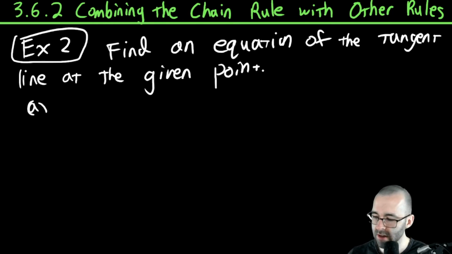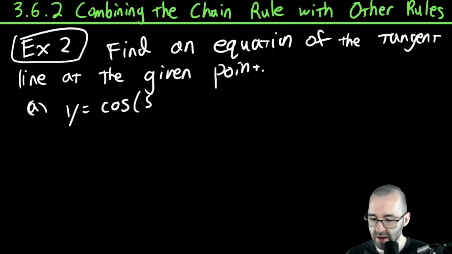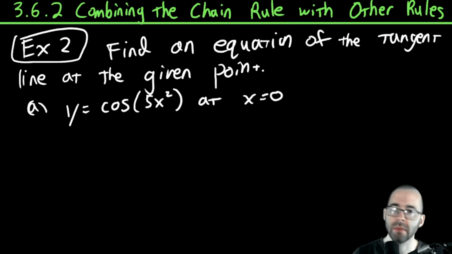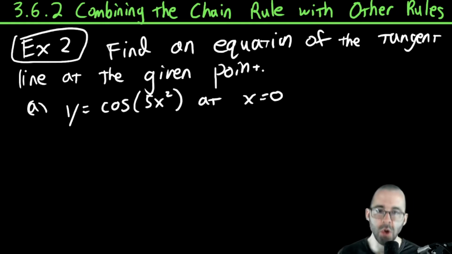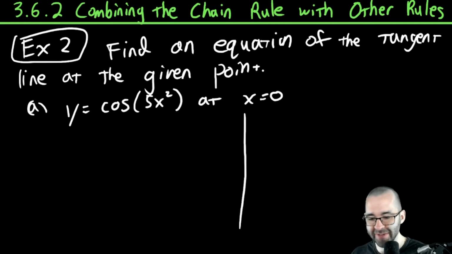Let's do part A. That's y equals cosine of 5x squared at x equals 0. So the slope of the function is the slope of the tangent line, which we find with the derivative. The derivative is the slope function. Again, there's two ways that we're going to do this for the derivative, the red way and the blue way. Let's start with the red way, which is the one on the left.